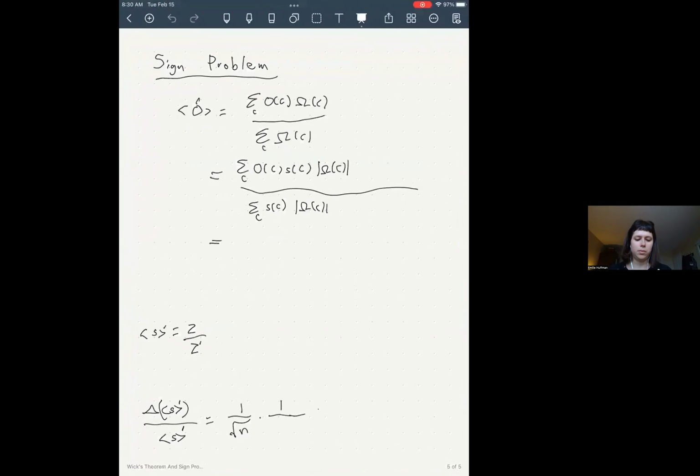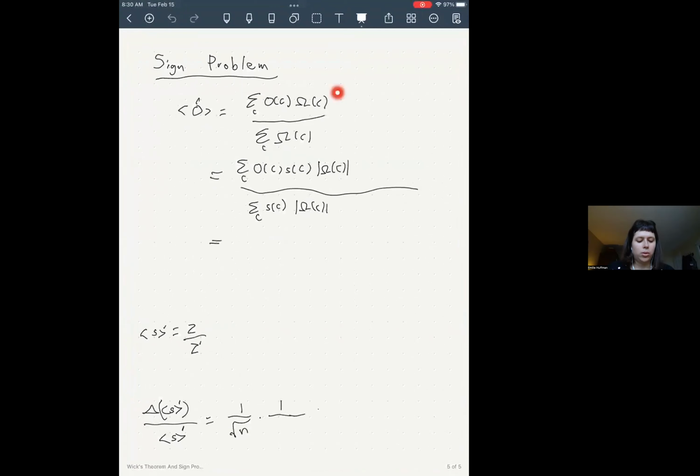Okay, so thinking about that here, we have the observable times the configurations divided by the sum of the configurations. We don't see your notes. Oh, whoops. Yeah, I see what you're saying. Forgot to broadcast it. Good. Here we go.